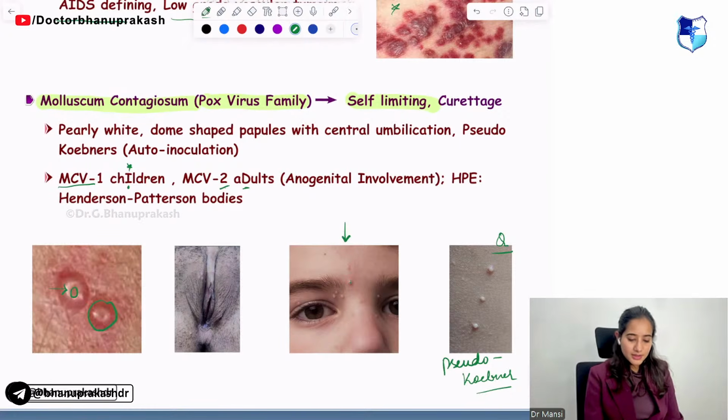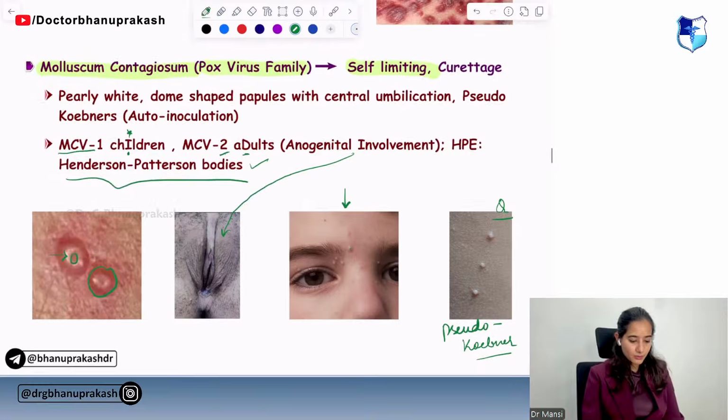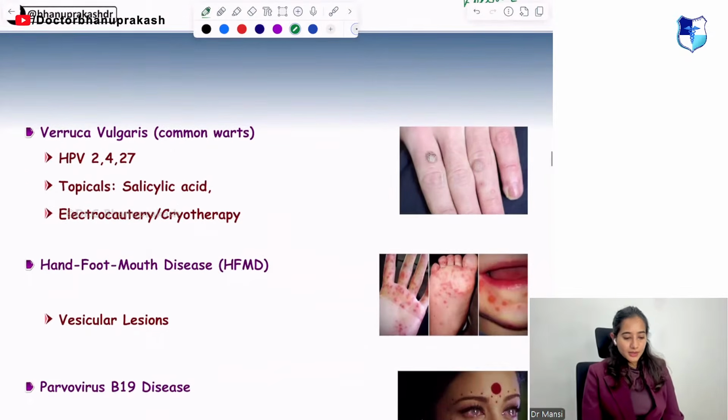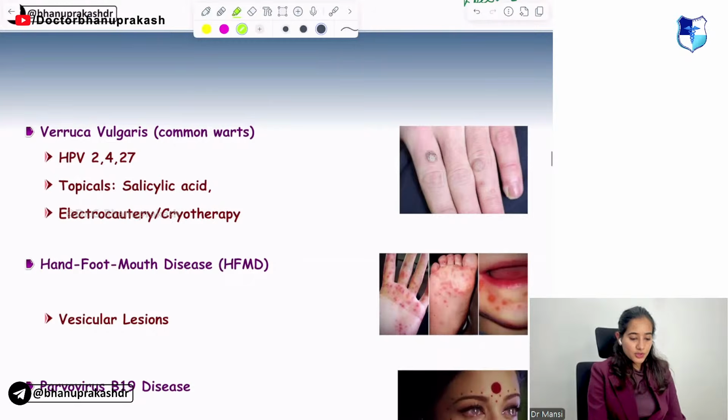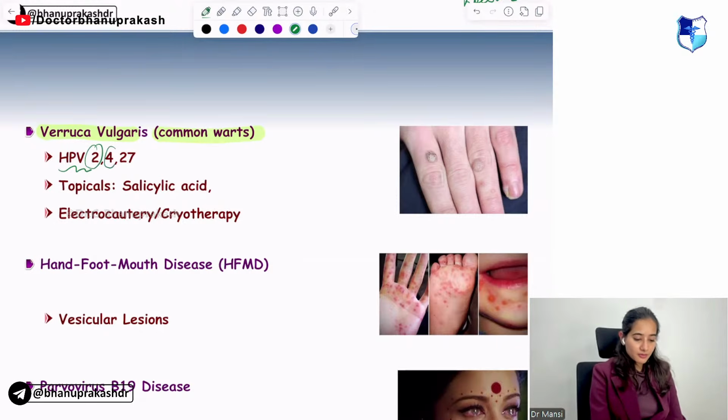And in adults, it is more like anogenital involvement. And from microbiology, you can see Henderson-Paterson bodies are present on histopathological examination of molluscum contagiosum. Then we move to the next, which is your common warts or verruca vulgaris. So this is HPV types 2 and 4.